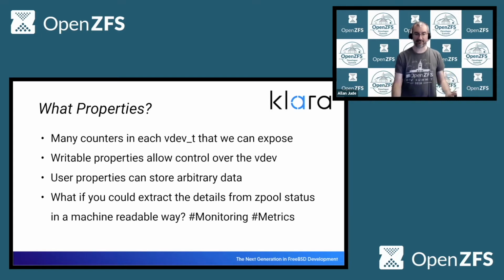And the other thing I've always wanted was that there's a lot of data in the zpool status output, including a bunch of counters for each VDEV about how many read, write, and checksum errors it's had. But the output format of zpool status is not very conducive to machine reading. So by exposing those properties, we can now read all of that in a more machine readable way and hook it up to metrics and monitoring and so on.